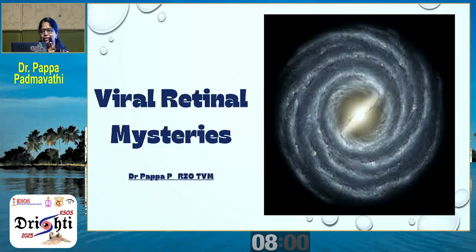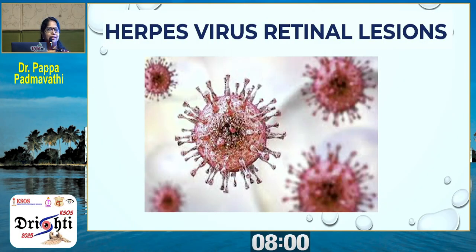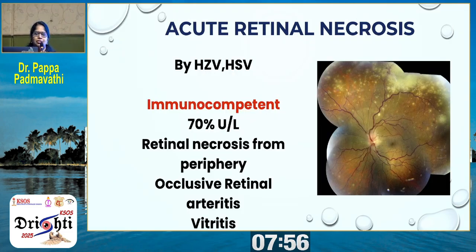So from the anterior segment, now we move on to the posterior segment. Let us see some of the common viral retinal lesions. The most common are the herpes virus retinal lesions. It can produce acute retinal necrosis, which can be caused by both HSV and HZV. It is usually seen in immunocompetent patients, and 70% of cases are unilateral.